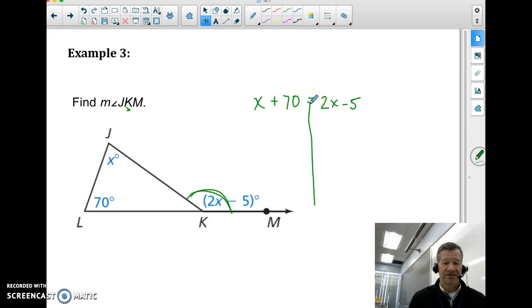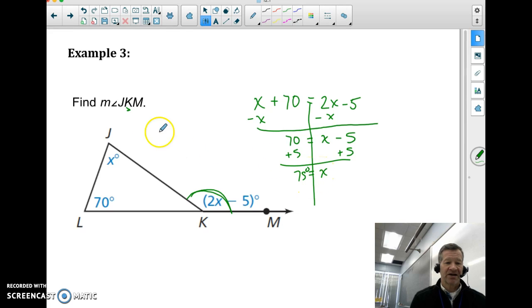To solve this equation, I'm going to get all the x's on one side, so I'm going to subtract x. So 70 equals 2x minus x, which is x, minus 5. Now I have to add 5 to both sides to get x by itself, and I find out that x is 75.